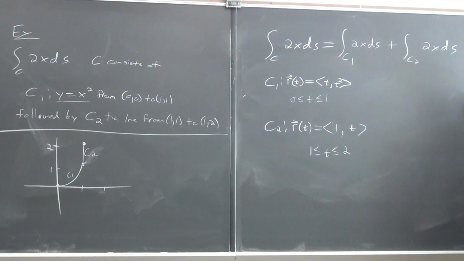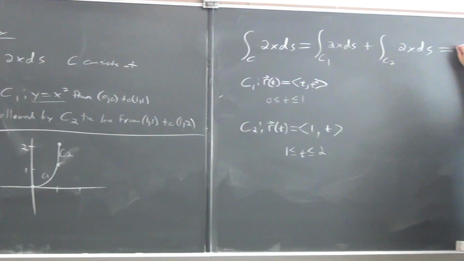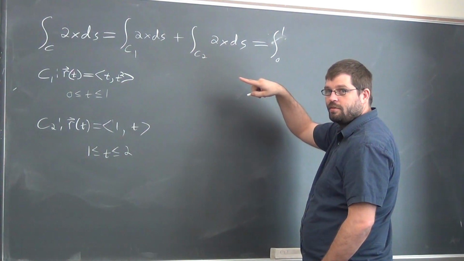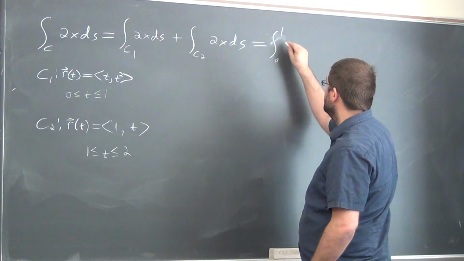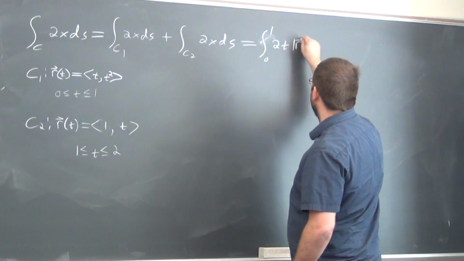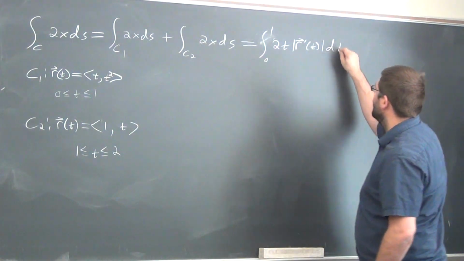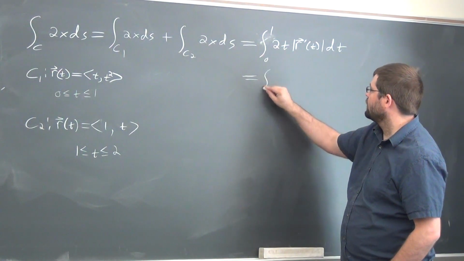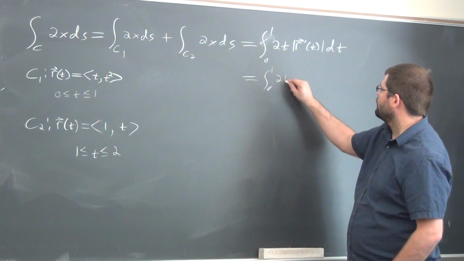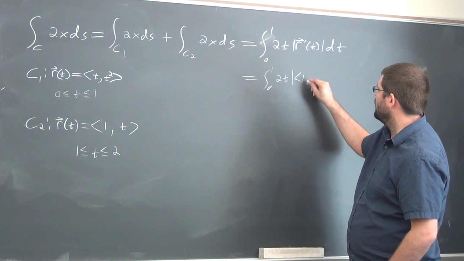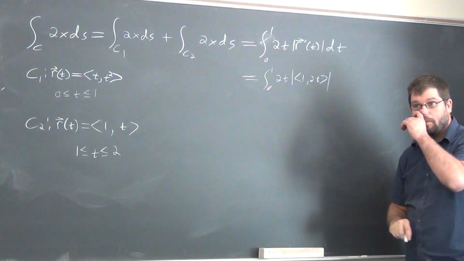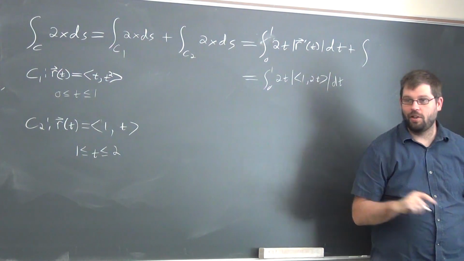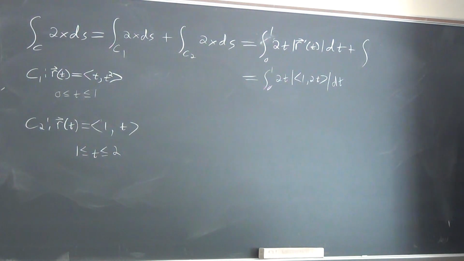So now let's start filling these things in. This first one becomes the integral from 0 to 1. 2x is what? 2t. And then, let me write it out again, magnitude of r prime dt. What is r prime actually? (1, 2t), so we'll do the magnitude of that. And then dt plus, we still have the integral along the second piece of the curve.